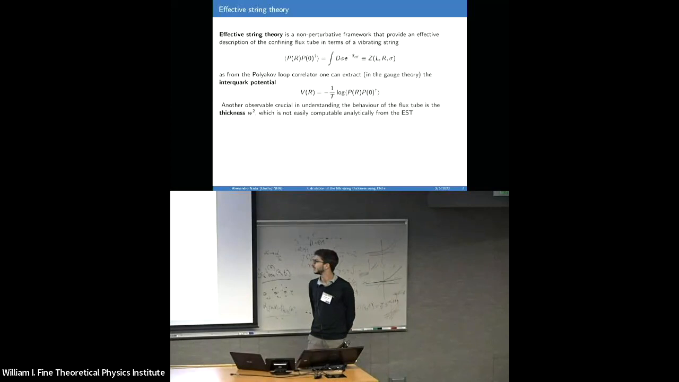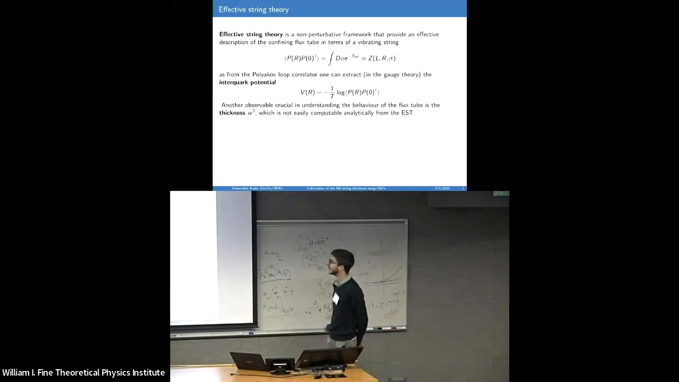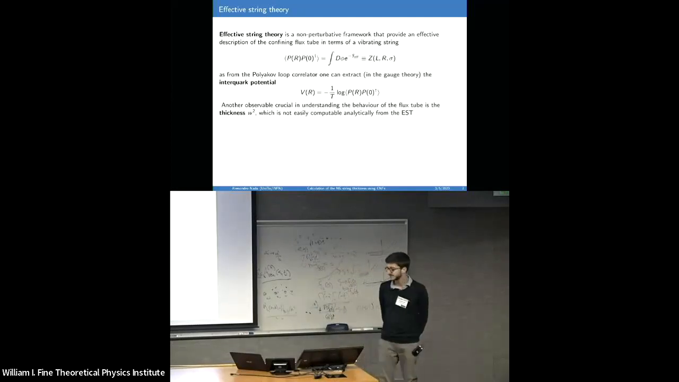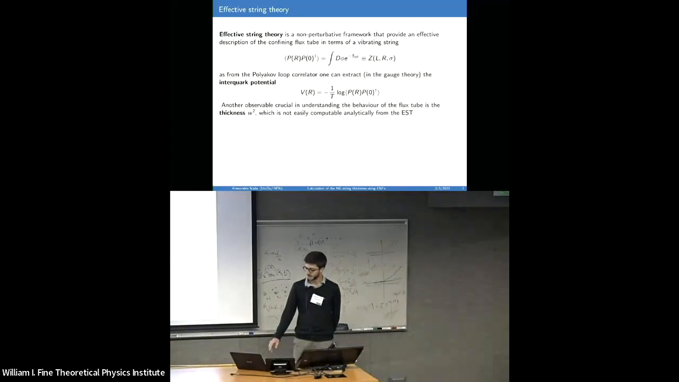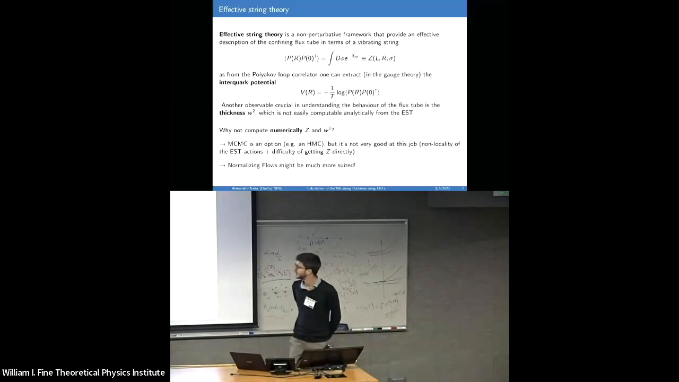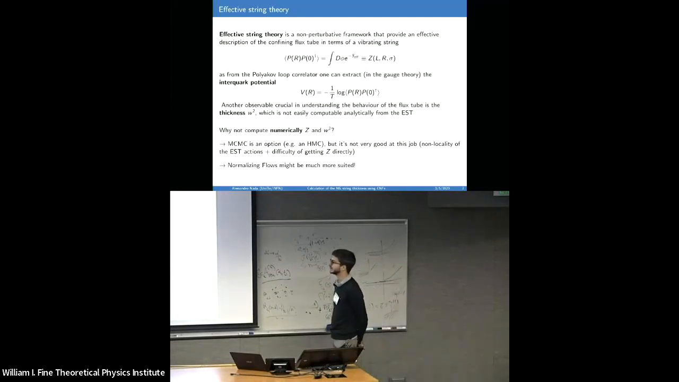Now there is also another observable, which is quite important, especially in discriminating which kind of string will eventually be the right one, which is the flux tube thickness. And from the effective string side, it's not so easy to compute analytically. So this is the first reason why we would like to compute numerically, not so much Z, which we know analytically pretty well, but this w squared.